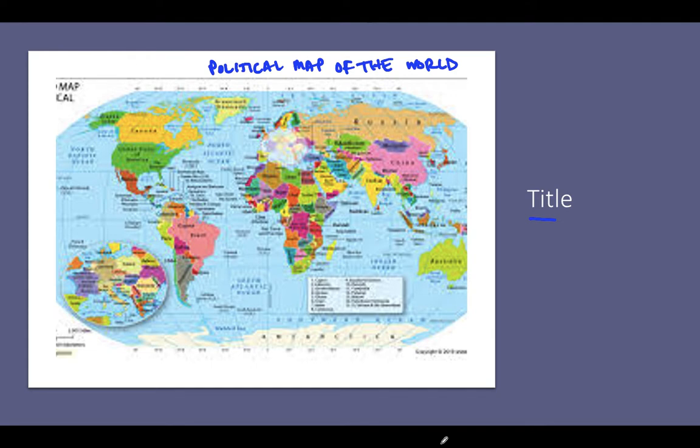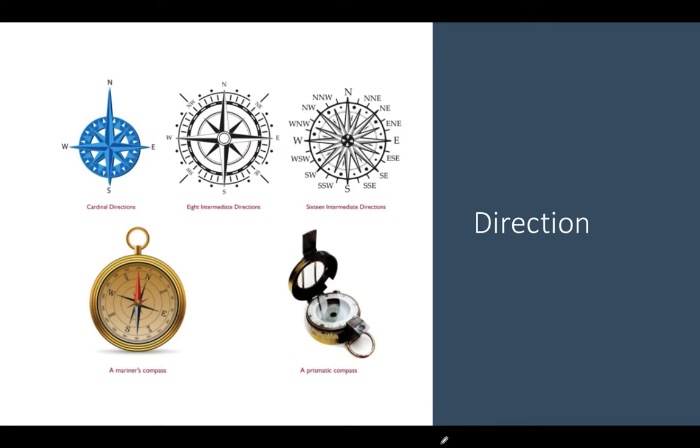So for each and every map, the title indicates the information that is shown on the map. Like in this map, this is a world map, and it shows the different countries of the world and their boundaries and everything. Here you can see in this picture. So a map must have a title. Clear? Now second one is direction.